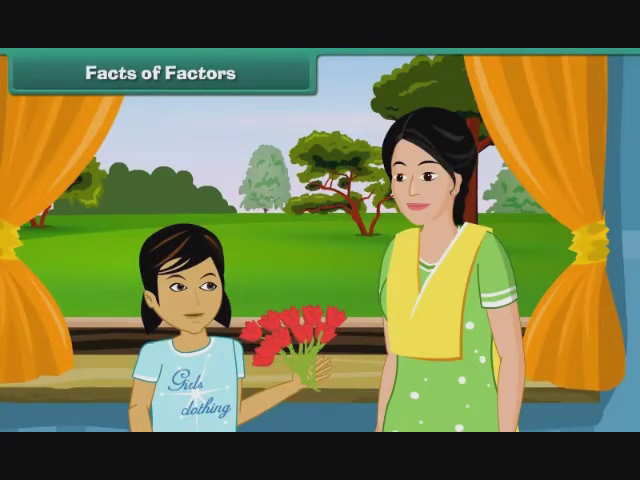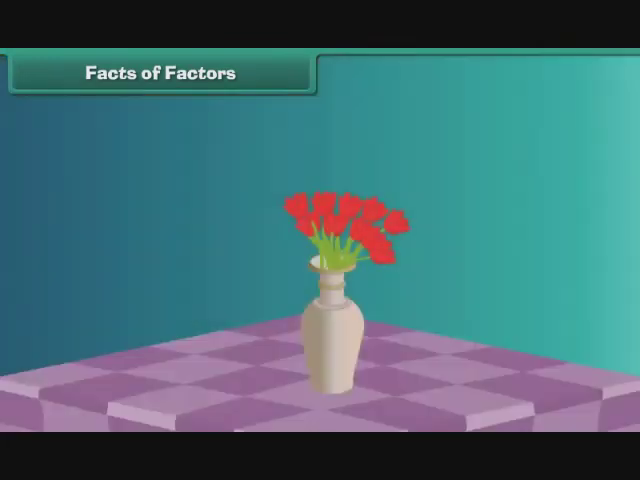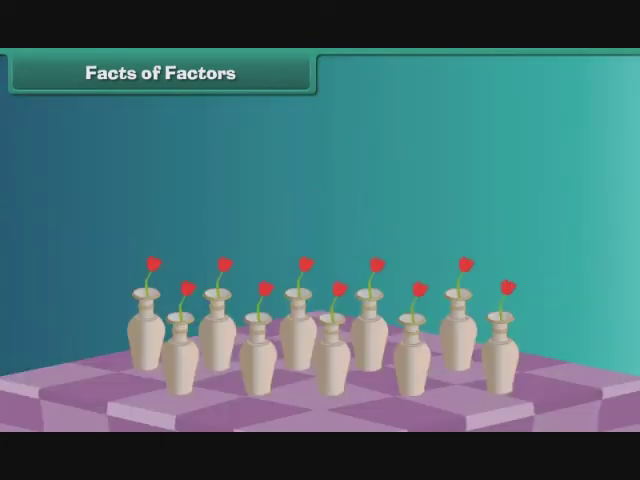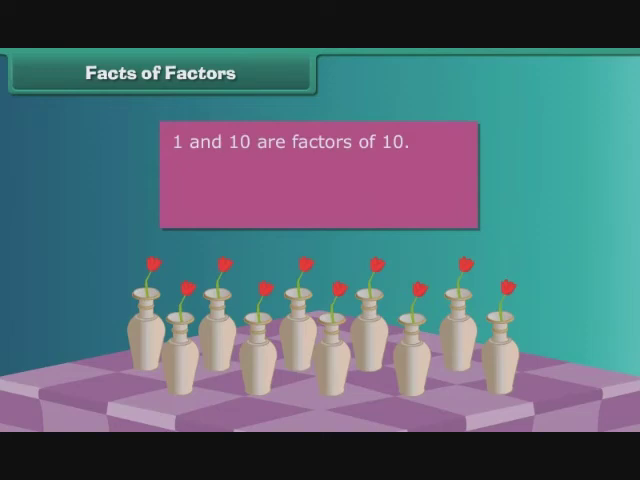Facts of factors. Let us now look at some interesting facts about factors. Prerna gifts her mother a bunch of 10 red roses on her birthday. Prerna's mother arranges them all in a single flower vase. We can express this arrangement as 10 multiplied by 1 is equal to 10. Prerna's mother tries out a different arrangement. She places the roses one each in 10 vases. We can express this arrangement as 1 multiplied by 10 is equal to 10. 1 and 10 are factors of 10.